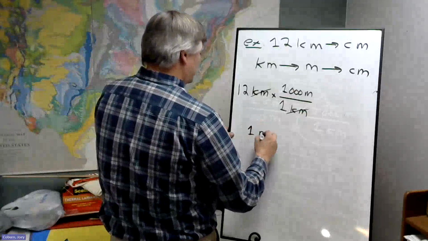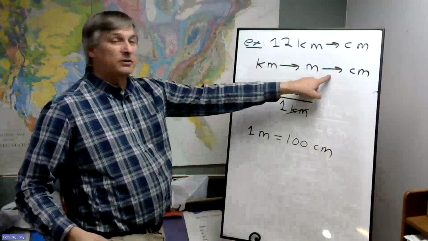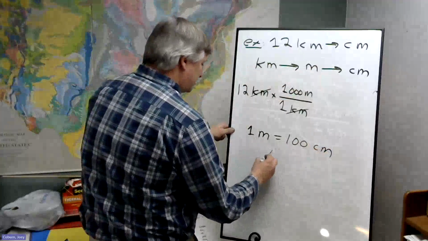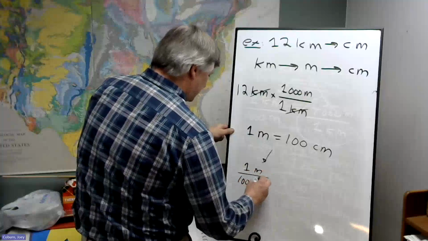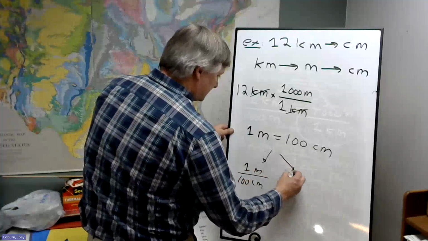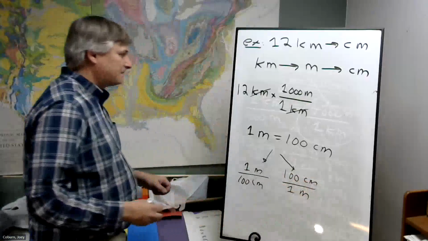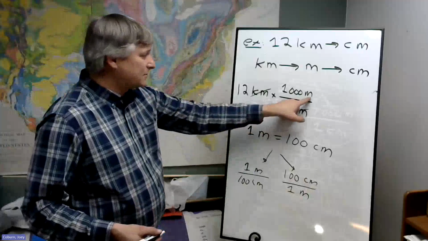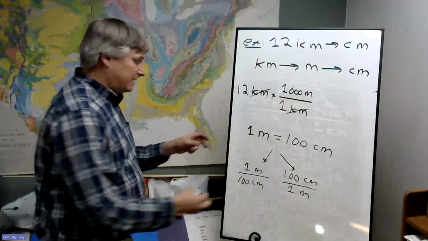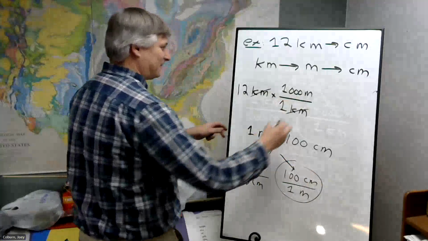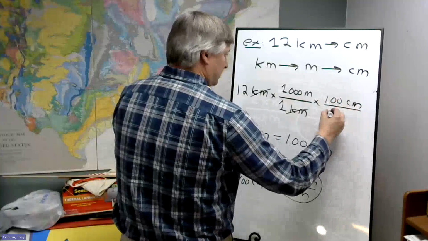But now we've got meters, and 1 meter is 100 centimeters. We need to do one more conversion. And again, we've got to choose: 1 meter over 100 centimeters, or 100 centimeters over 1 meter. And again, we want to make sure meters cancel. So that means if meters are on top, we need the ratio that has meters at the bottom. It's going to be this one here: 100 centimeters, 1 meter.